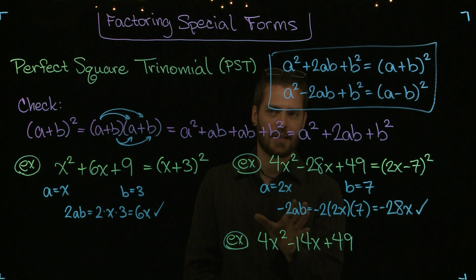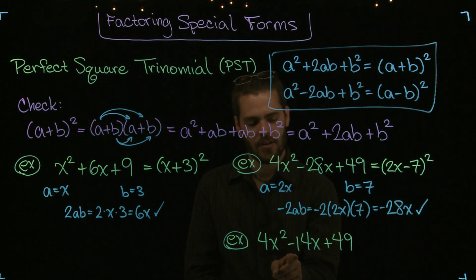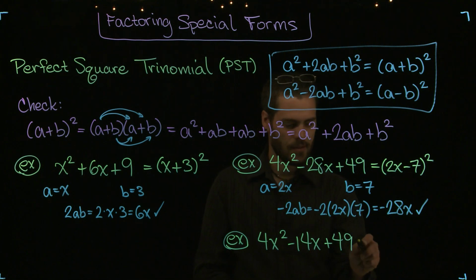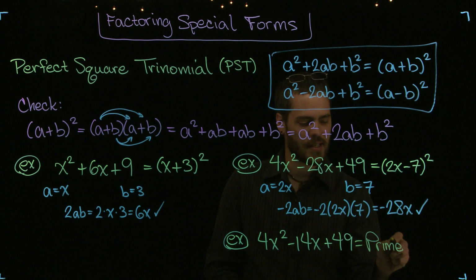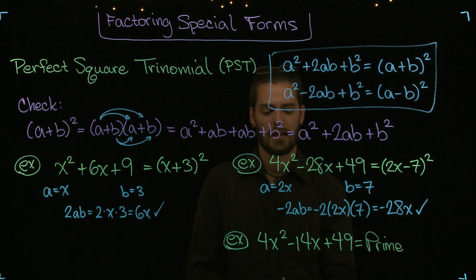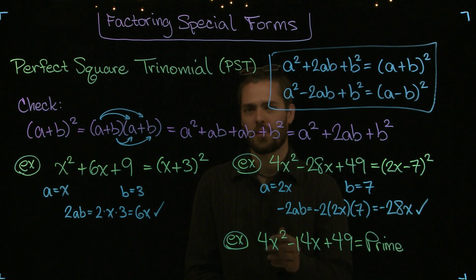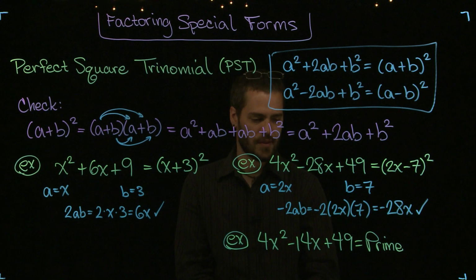Now, that doesn't mean it's not factorable per se. With this trinomial in particular, it turns out it is not factorable. So I'm going to call it prime. However, I want to caution you that just because it's not a perfect square trinomial doesn't mean it's not factorable. It just means you got to try something else. You got to try method 1, 2, or 3, or go somewhere else with it.